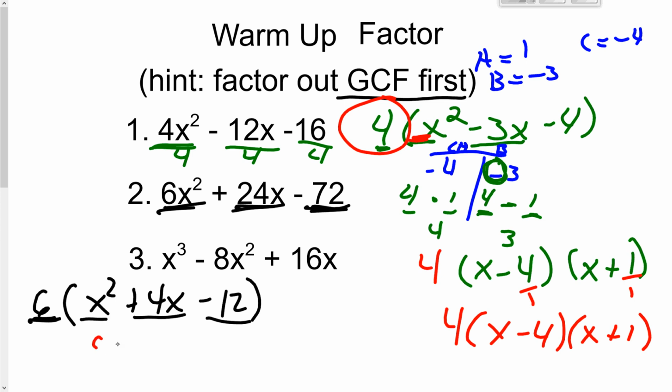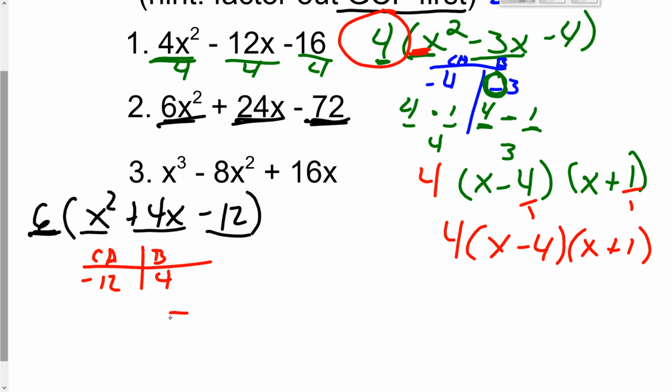Now we go ahead and use CAB. Our CA would be negative 12. Our B is our coefficient in front of x, which is a positive 4. Again, since this CA is negative, we're going to be subtracting to get to 4. And since our B is positive, that means the bigger number is going to be positive. So what times what is 12, and what subtracts to 4? So we have 3 and 4, we have 6 and 2, we have 12 and 1. So that'd be 6 and 2. And 6 minus 2 is 4.